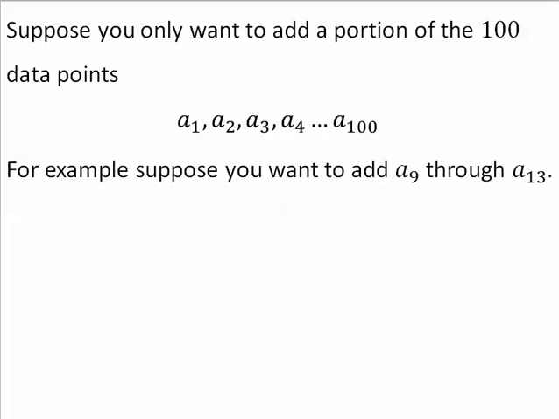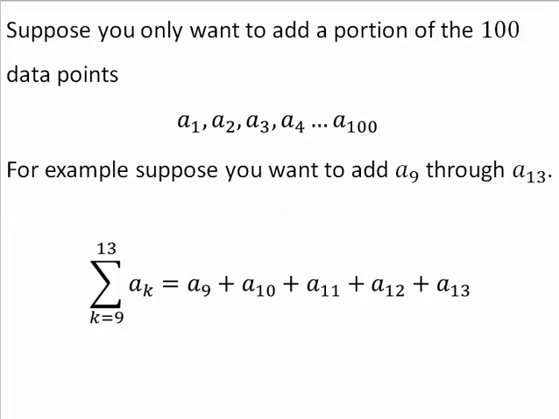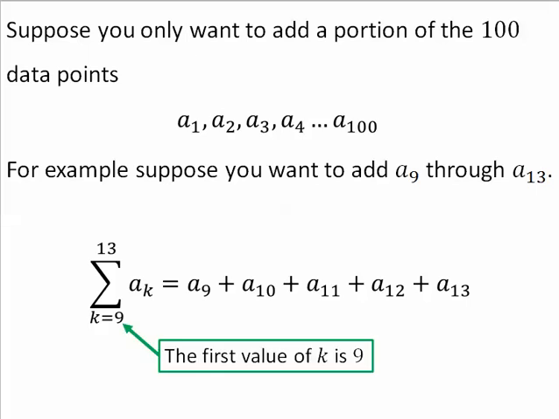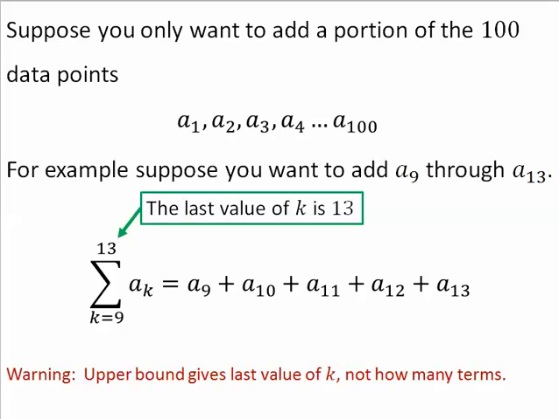Suppose you only want to add a portion of the 100 data points. For example, suppose you want to add a sub 9 through a sub 13. In that case, your first value of k is equal to 9. The last value of k is 13. I just want to point out that the upper bound gives the last value of k, not how many terms you have. This particular summation has 5 terms.